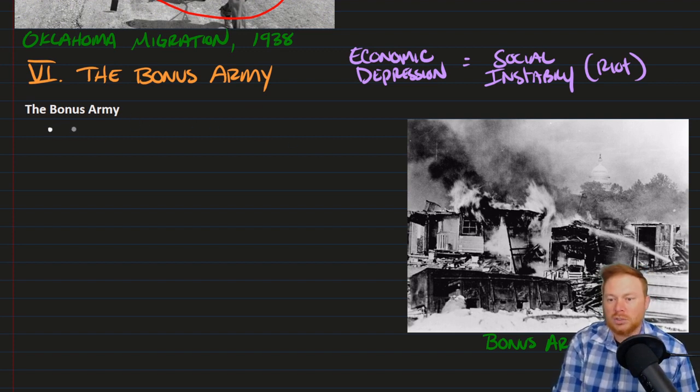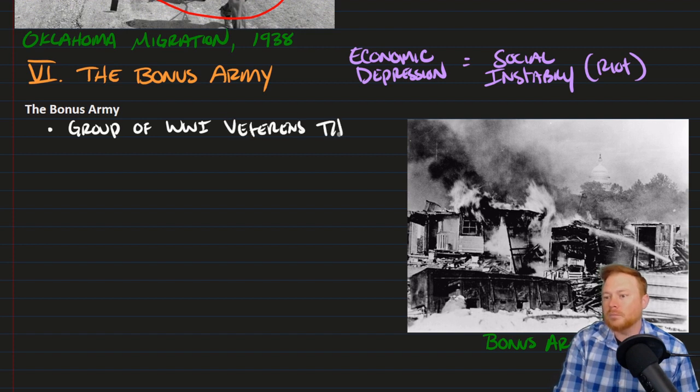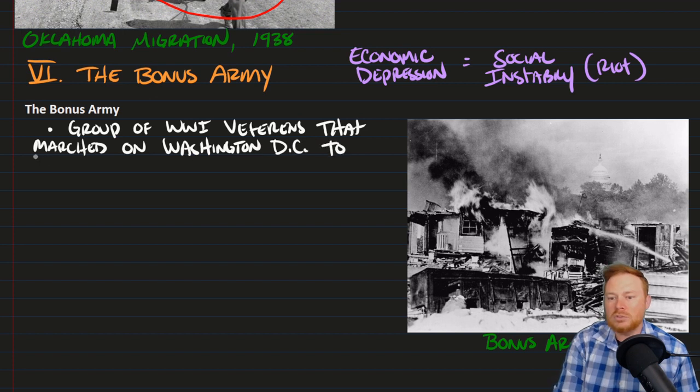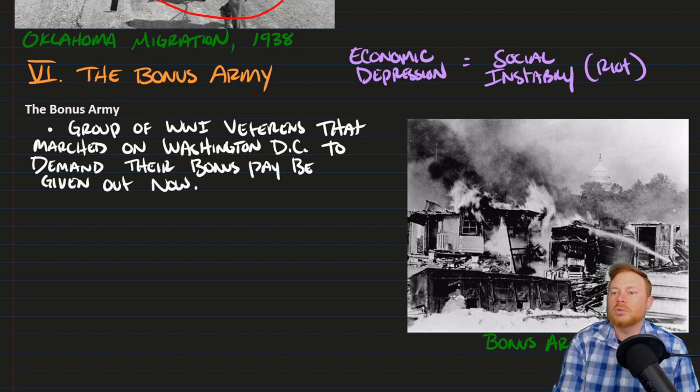So the Bonus Army, in short, was a group of World War I veterans that marched on Washington, D.C., where the president was and where Congress was, to demand their bonus pay be given out. So these were a group of World War I veterans, hence the term army, and they had gone to Washington, D.C. to demand their bonus pay.